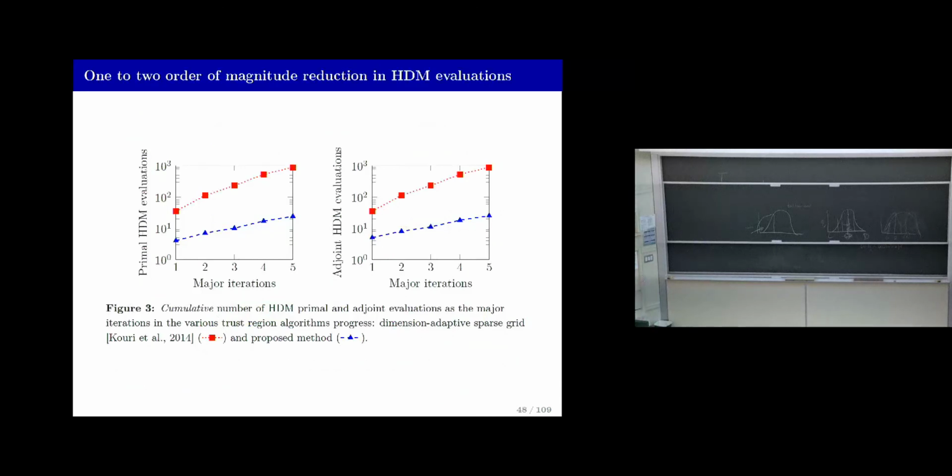As the number of major iterations increases, this is essentially the effective cost of the high dimensional or the reduced order model method. And this is the state of the art anisotropic sparse grid only method. And you're talking about 1 to 2 orders of magnitude difference between the two in terms of cost.